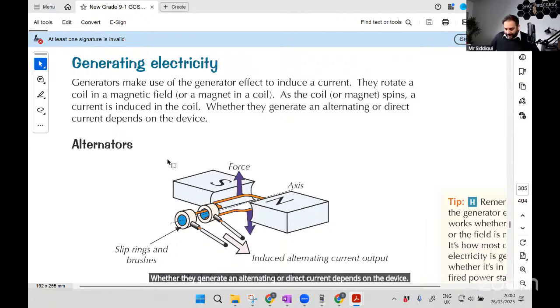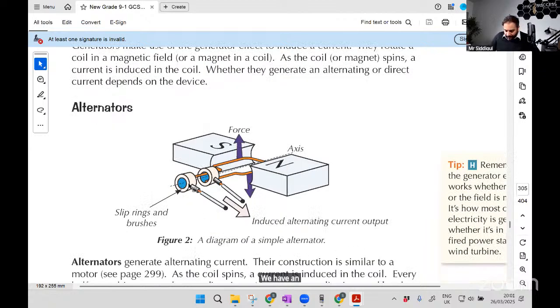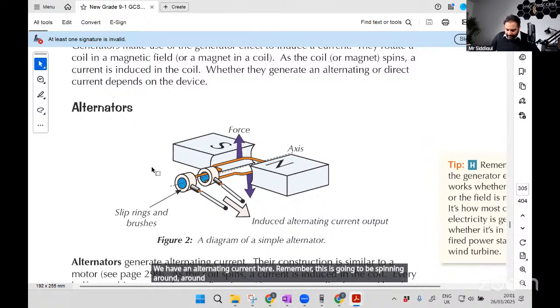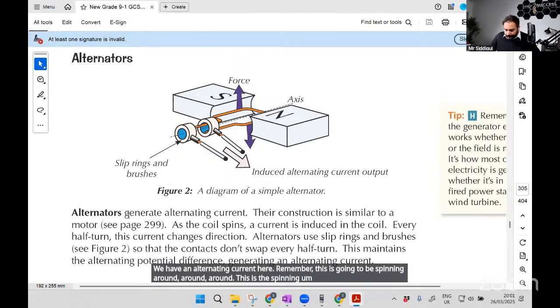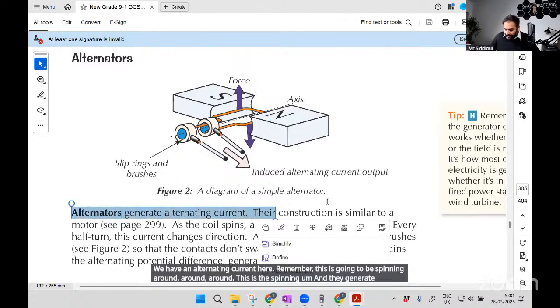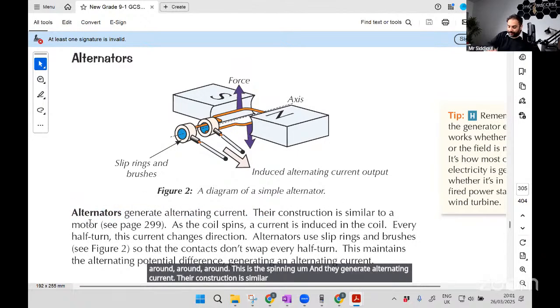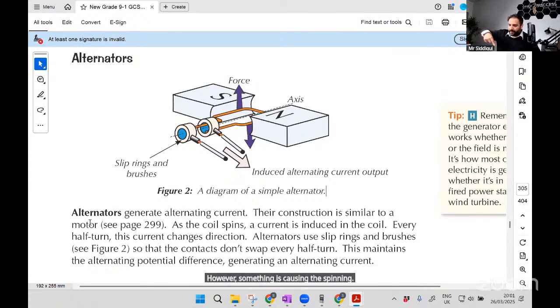So we have an alternating current here. Remember, this is going to be spinning around, around, around. Yeah, this is the spinning. And they generate alternating current. Their construction is similar to a motor, so that's very similar to what we saw a minute ago. However, something is causing the spinning this time, as opposed to electricity, like the wind turbine spinning.